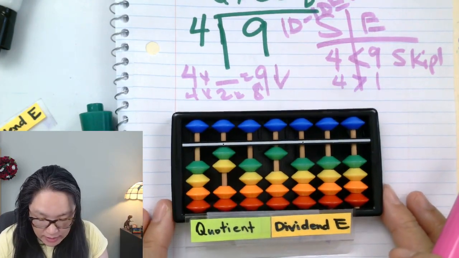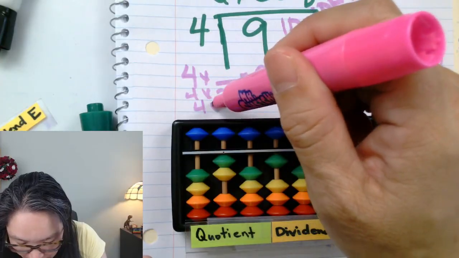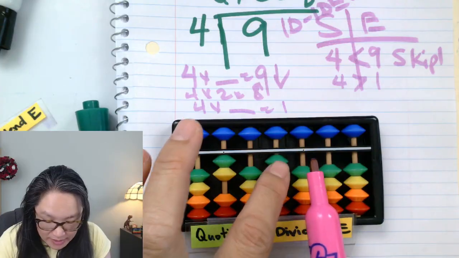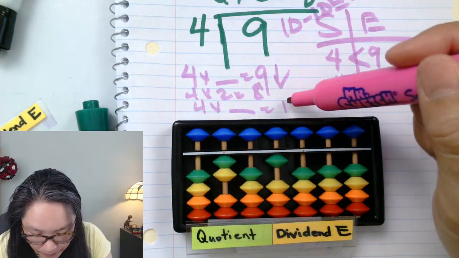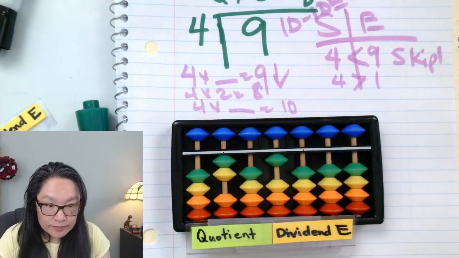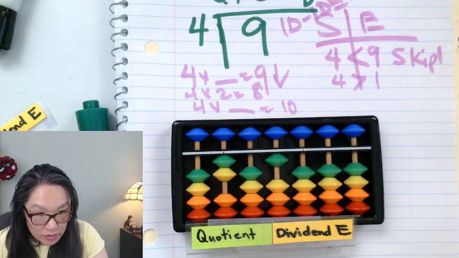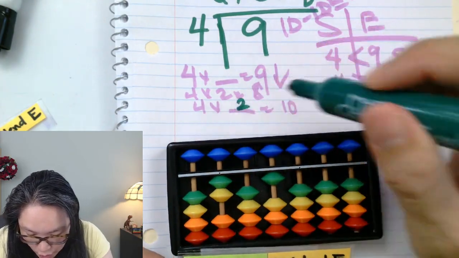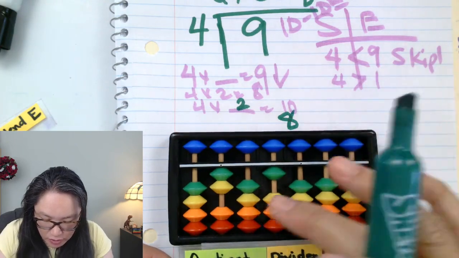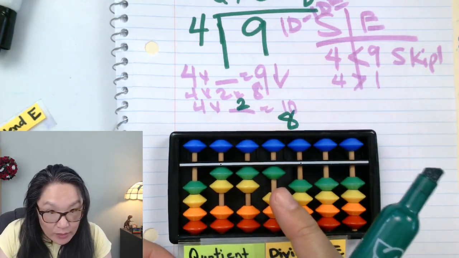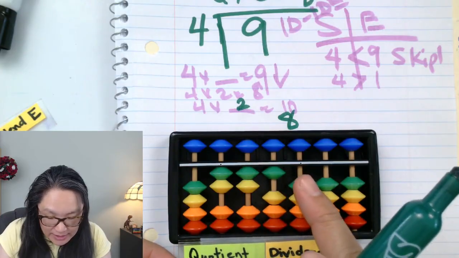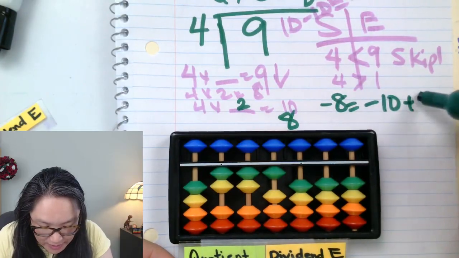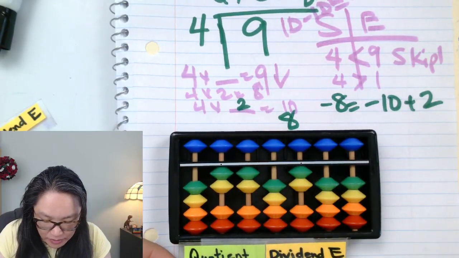So my question is 4 times what is equal to not 1 but 10. Why? Because my divisor is bigger, I need 2 digits. 4 times 2 is equal to 8. So I add 2 here, and I need to take away 8. Cannot take away 8, it's a single digit. I got to go over here. Minus the 8 is equal to minus the 10 plus the 2.